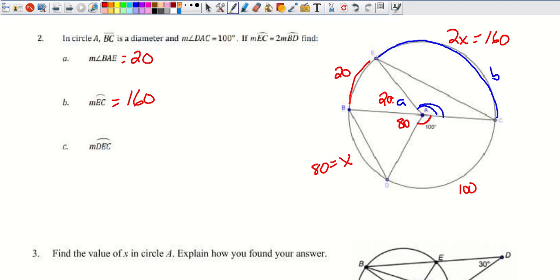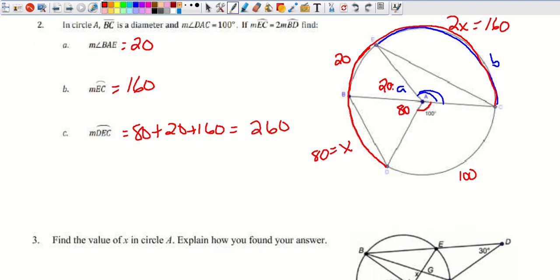And arc DEC goes all the way from D all the way around, stopping at C, is just going to be 80 plus the 20 plus 160, which is 260 degrees.